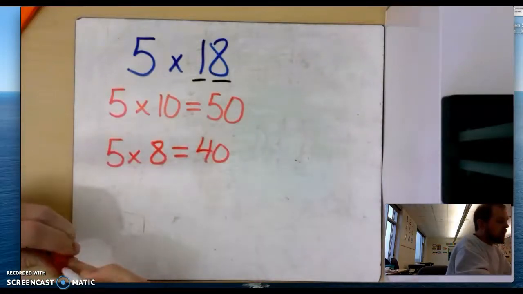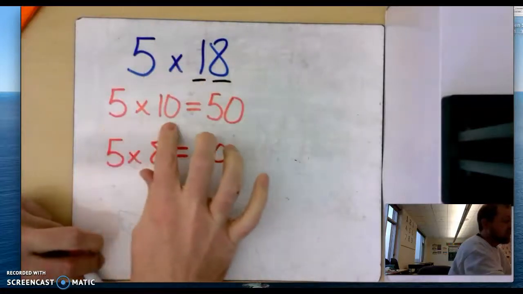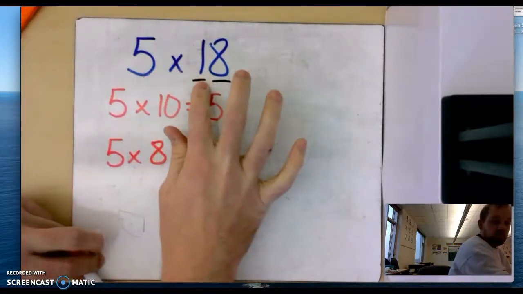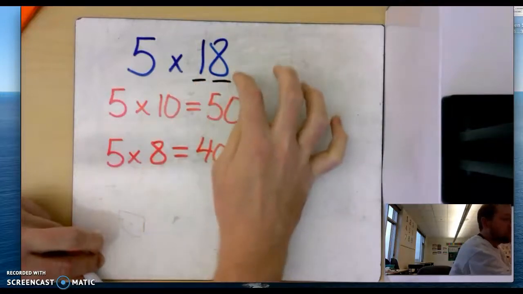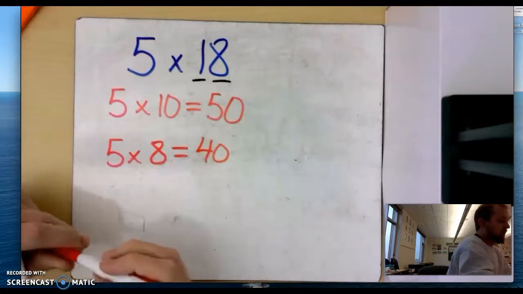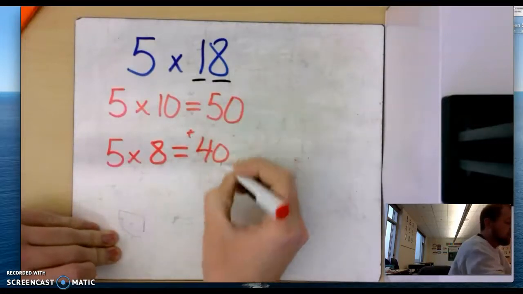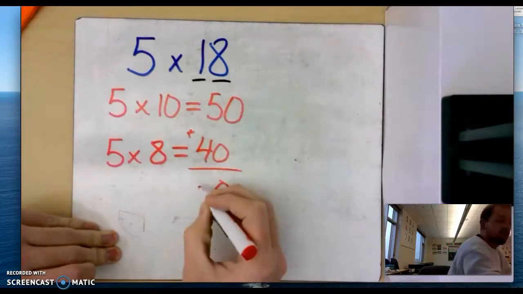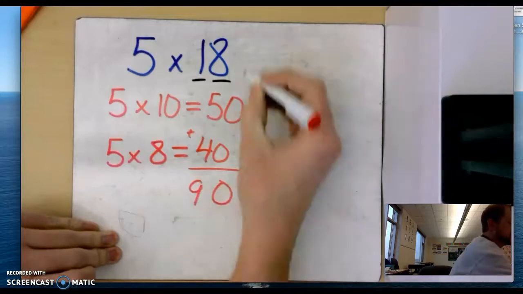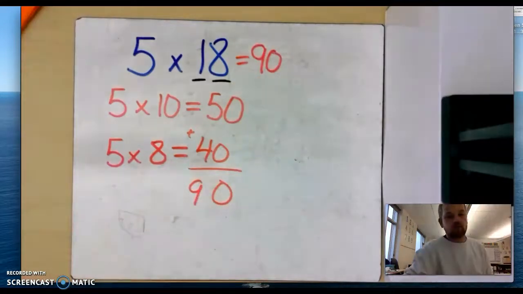All right, so now what I've done is I've taken 5 times 18 and I've broken it into 5 times 10 because I have a 1 in the tens place, and 5 times 8 because that 8 is in the ones place. And now I can just add these together. When I add them together, I know that 50 plus 40, 0 plus 0 is 0, and 5 plus 4 is going to be 9. So my answer would be 90. Take a look at another one.